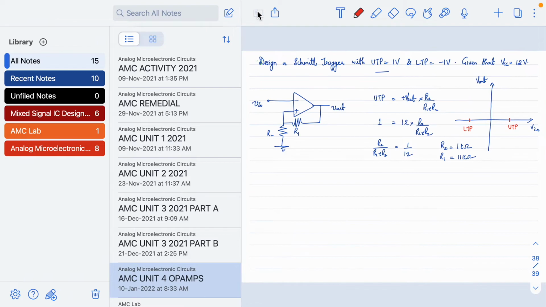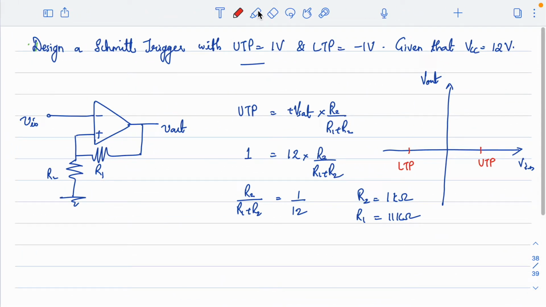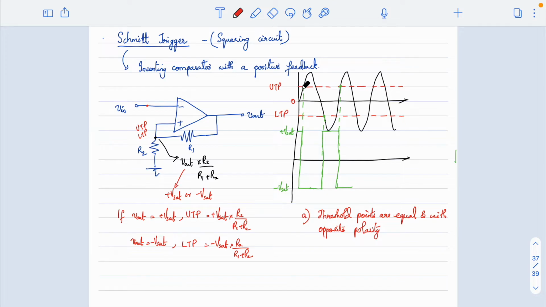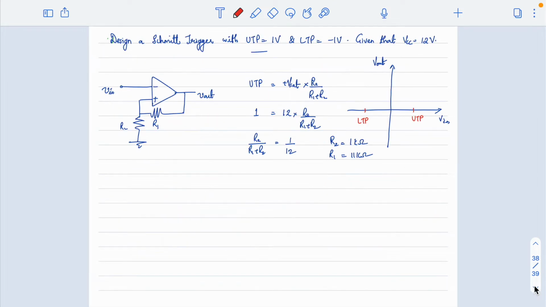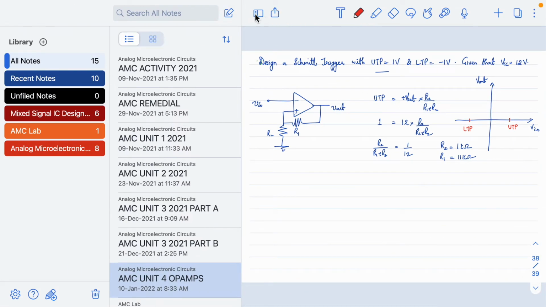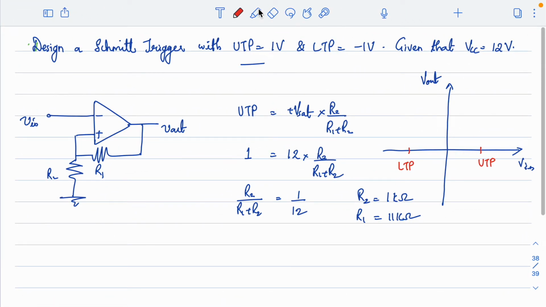So for that, if we draw the transfer characteristic, what we know about the Schmitt trigger is that whenever the input voltage crosses UTP, the output will go to minus Vsat. So if we draw the transfer characteristic of a Schmitt trigger, let me mark this point as plus Vsat and mark this point as minus Vsat.